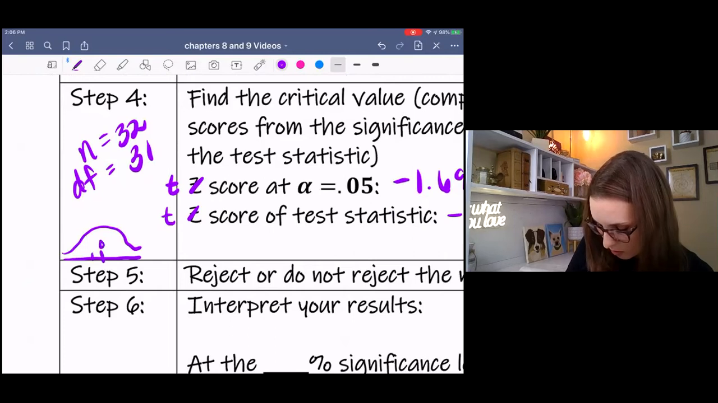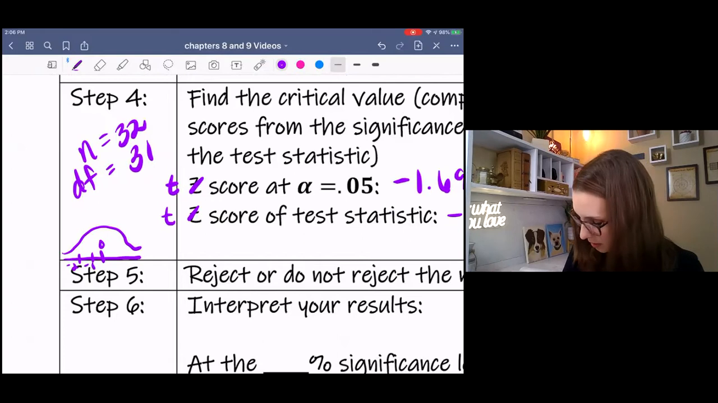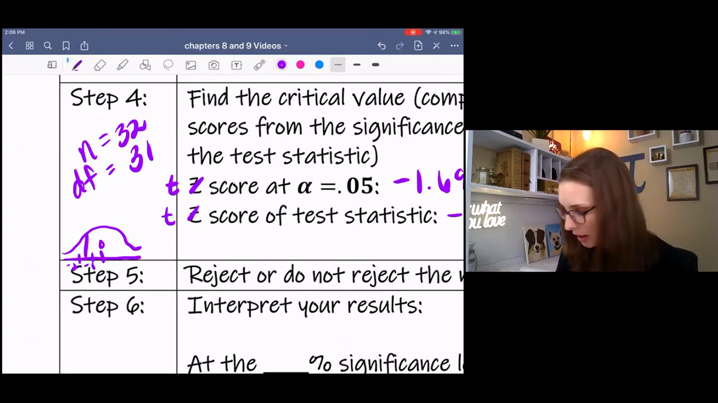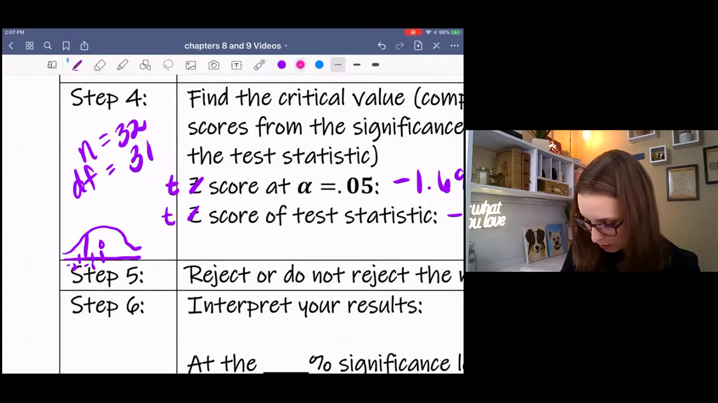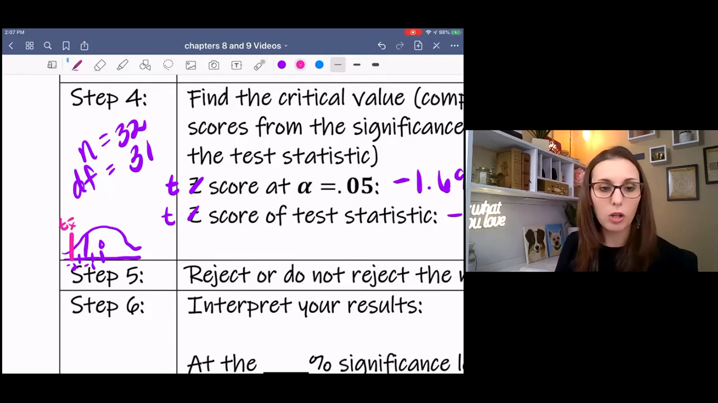Here's 0, 1, 2, 1.696 is here. That's my cutoff. And then negative 2.83 is over here, which is my test statistic. So it is in the rejection region.